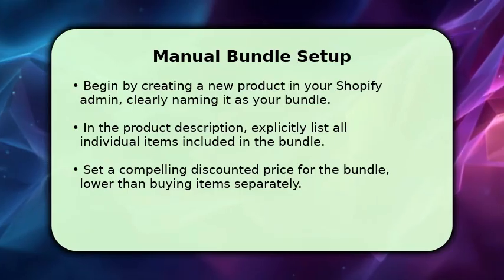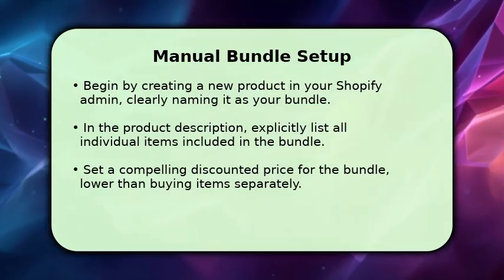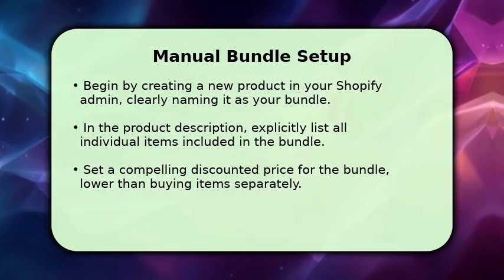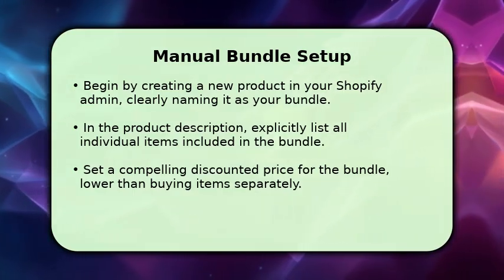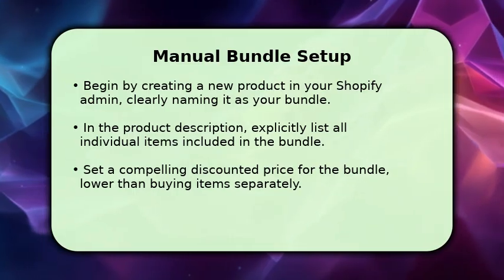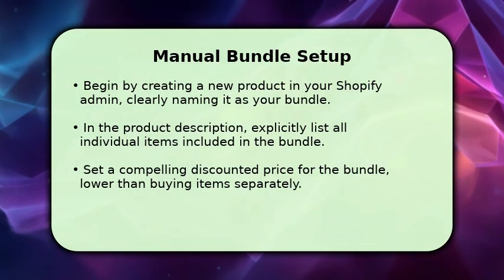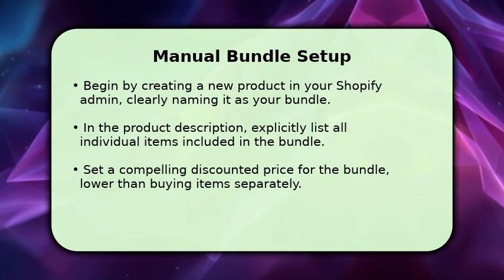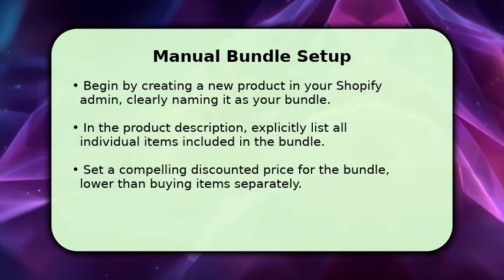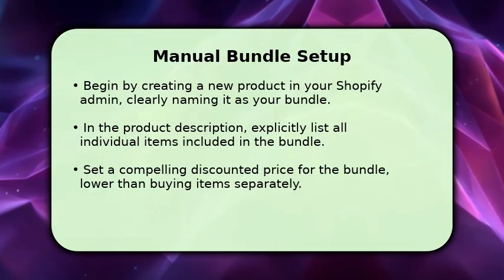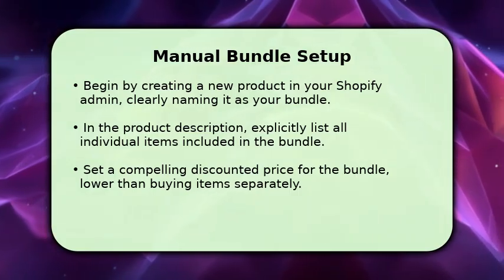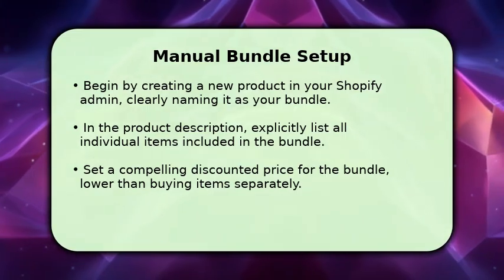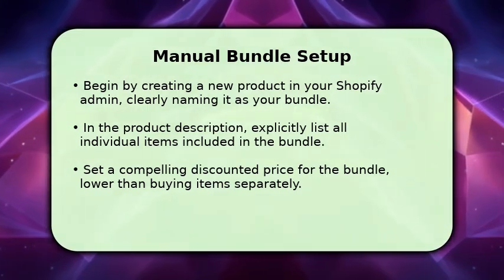If you choose the manual route, here's how to get started. First, navigate to your Shopify admin and create a brand new product, giving it a clear bundle-specific title like Skincare Starter Kit. Next, in the product description, make sure to explicitly list every single item that's included in this special package. Then, set an attractive, discounted price for the entire bundle, ensuring it's less than the combined cost of buying each item individually. A crucial step is to manually adjust the inventory for each component product every time a bundle sells to maintain accurate stock levels.